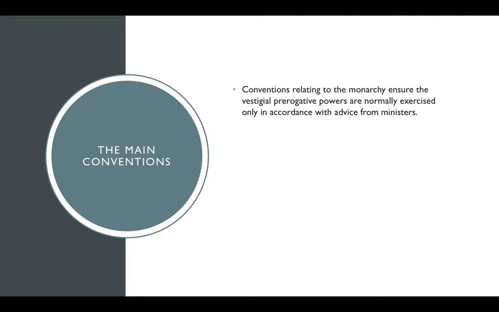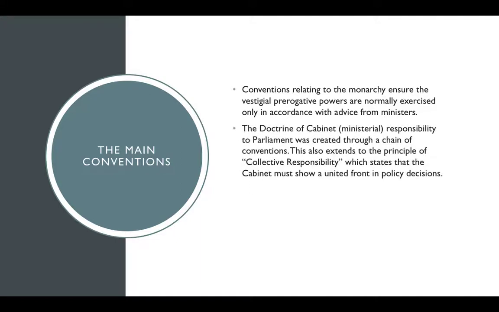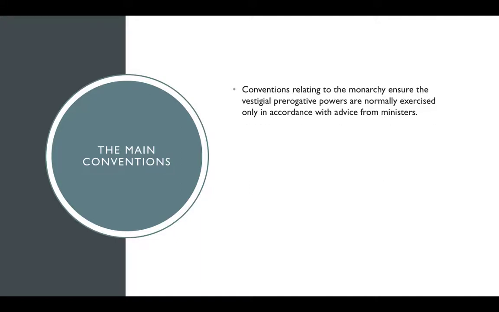So conventions relating to monarchy ensure that vestigial prerogative powers are normally exercised only in accordance with advice from ministers. We'll go back and talk about this in a little more detail. This is the convention that the monarchical prerogative powers can only be used if they have been given advice from ministers of government. Okay.